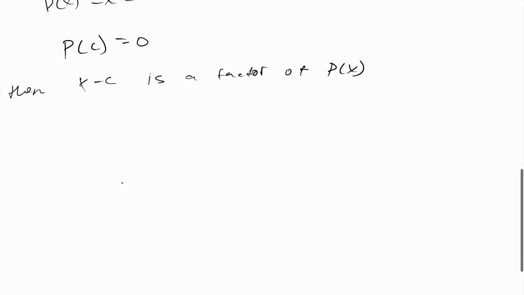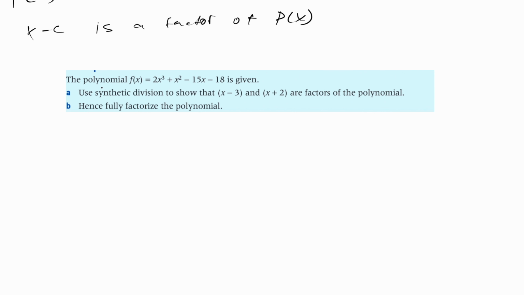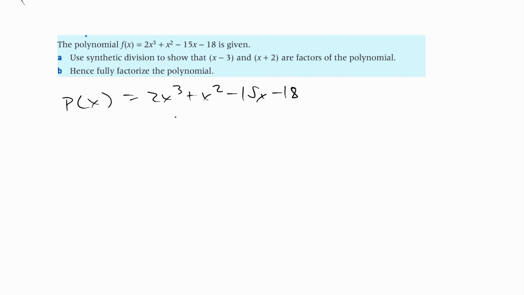So let's have an example right over here. Here's a question from the IB Math AHL textbook. We have a polynomial, P of X equals 2x cubed plus x squared minus 15x minus 18. It says to use synthetic division to show that x minus 3 and x plus 2 are factors of the polynomial. Of course, we're not going to use synthetic division to do that. It takes a lot of time. Instead, we're going to use the factor theorem, just to quickly get through this, okay?